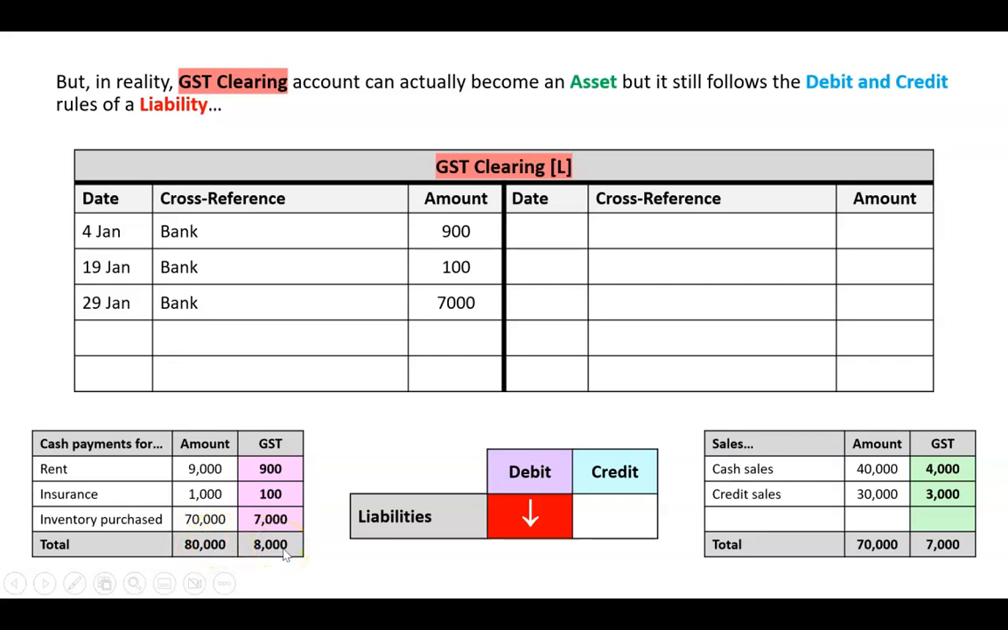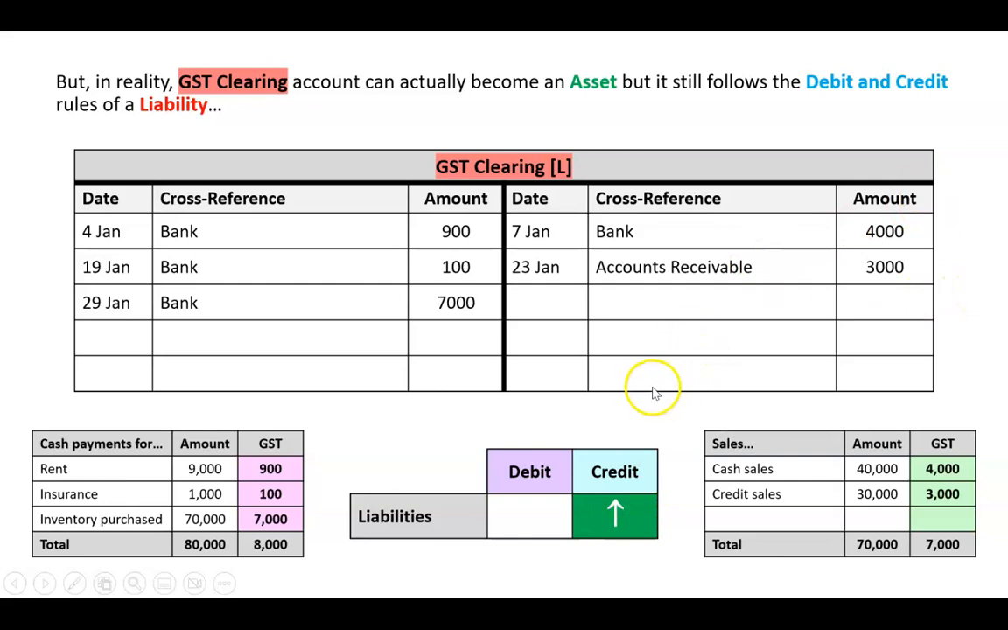But what if the economy's bad, times are tough, we can't make that many sales. We only make $70,000 of sales. So we've got cash sales of 40 with 4,000 GST, and credit sales of $30,000 with $3,000 of GST. That comes to a total of 7. So that would go there. Just like it did in the previous example, it increases the liability, and that means it's a credit. So there we go.